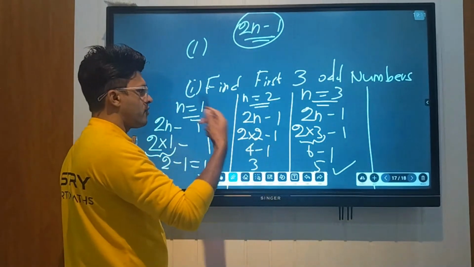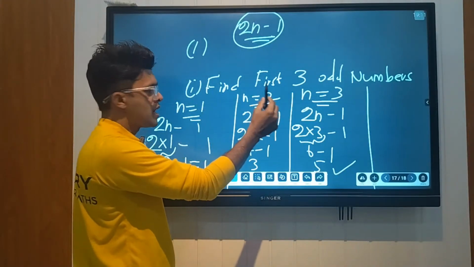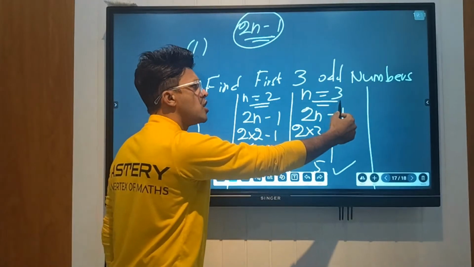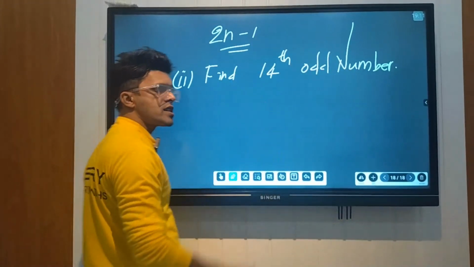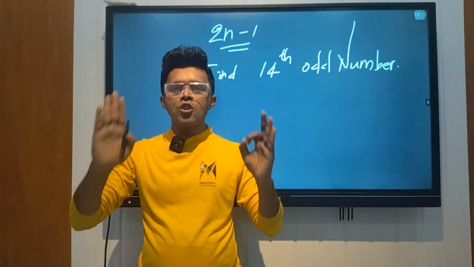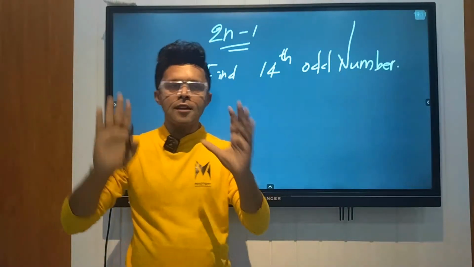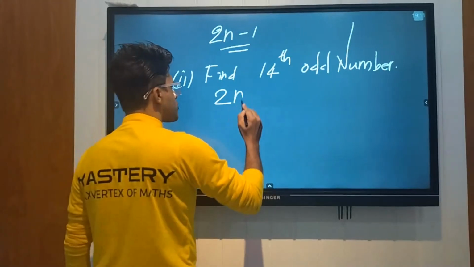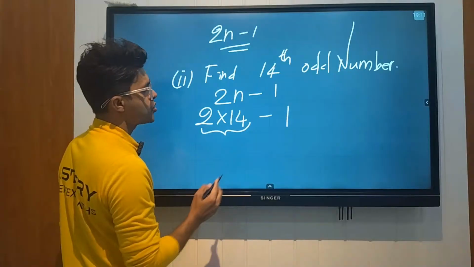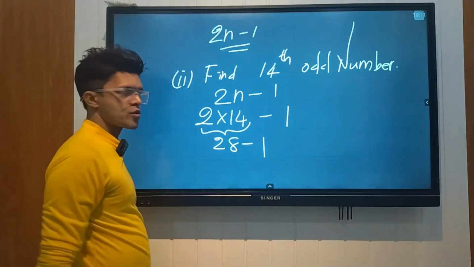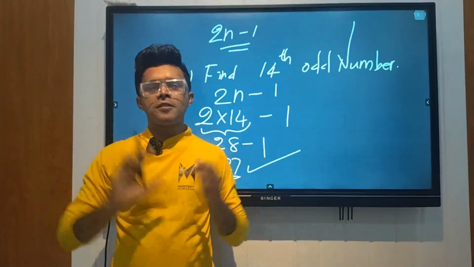When it comes to the previous question, you know that if you want to get the first odd number, you substitute n equals 1. For the second odd number, n equals 2. For the third odd number, n equals 3. Likewise, here we need the 14th odd number, so you have to substitute n equals 14. So 2n minus 1 is 2 times 14 minus 1. 2 times 14 is 28, 28 minus 1 is 27. So the 14th odd number is 27.